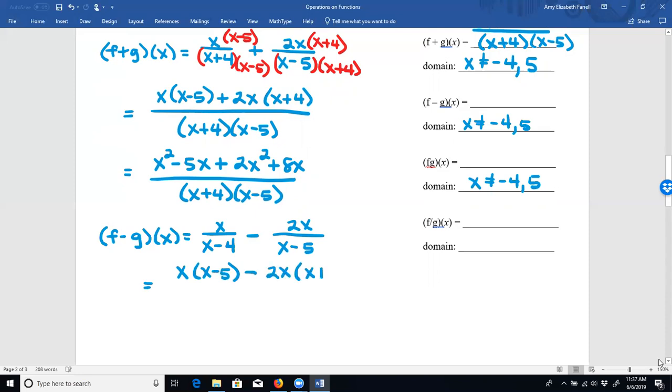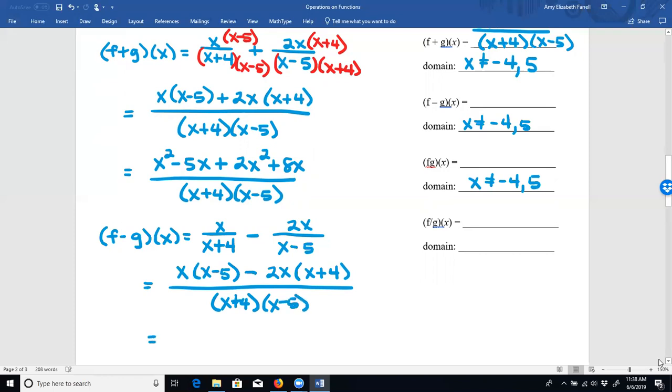quantity x plus 4. Since I had already found f plus g, I might as well just use my work here. Oops, sorry, this should be a plus 4. I apologize, that should be a plus 4. So this should be a plus. Sorry about that. Okay, x minus 5.